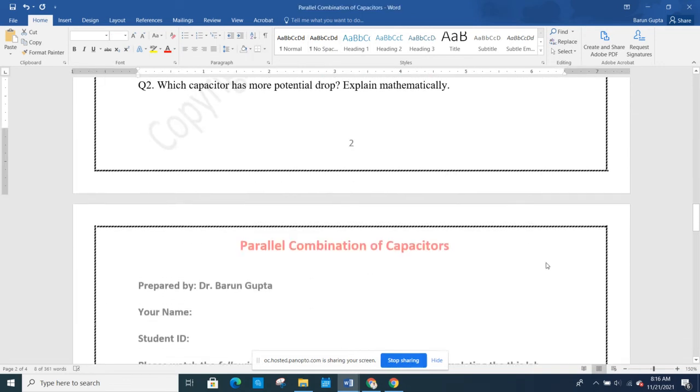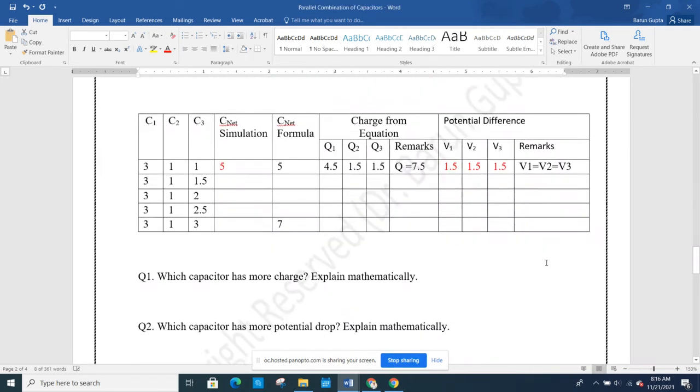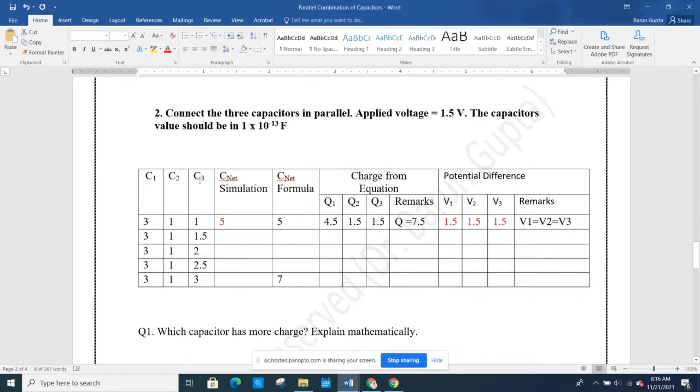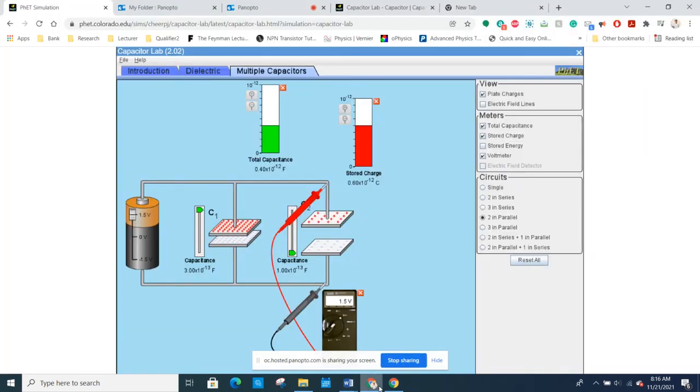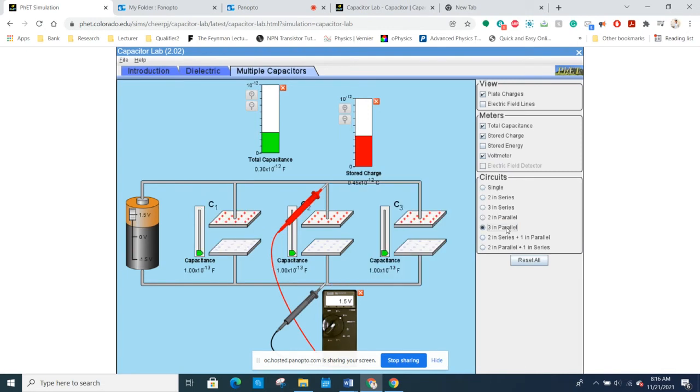Now let's go back to the other question here. Now you have three capacitors connected in parallel, and this is 3 and this is 1. So let's do it here, three capacitors in parallel.